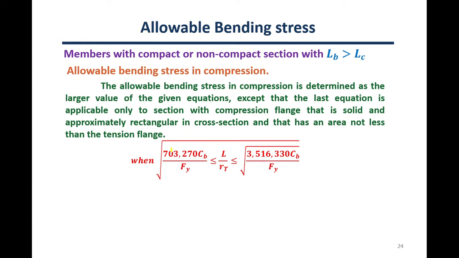Actually, it stops only here, it was a mistake in writing. So 703,270 Cb over Fy is less than or equal to L over rT, which is less than or equal to the square root of 3,516,330 Cb over Fy.